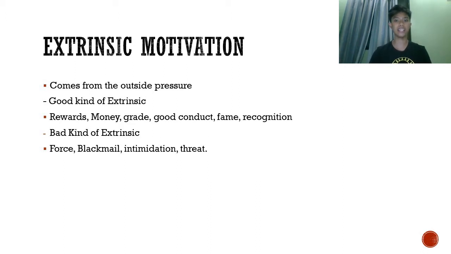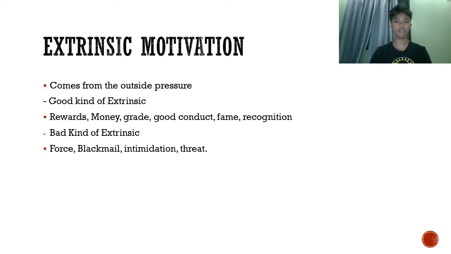The next one is the extrinsic. That means it's actually external. There's outside pressure, unlike the intrinsic one. There are two kinds of extrinsic, the good kind and the bad kind. The good kind is that you are being rewarded by money, good grades, good conduct, fame, and recognition. And the bad kind is you are being forced, blackmailed, intimidated, or threatened.